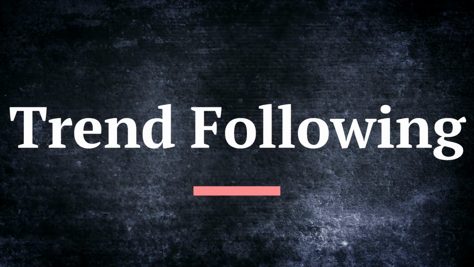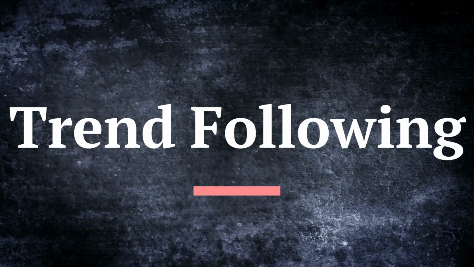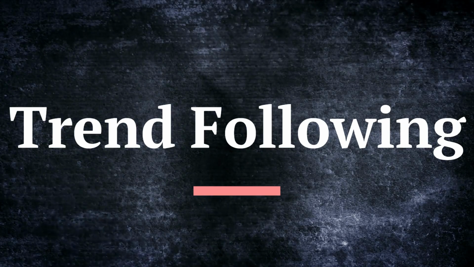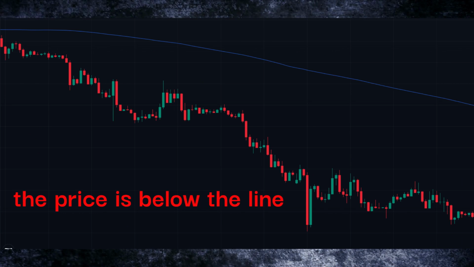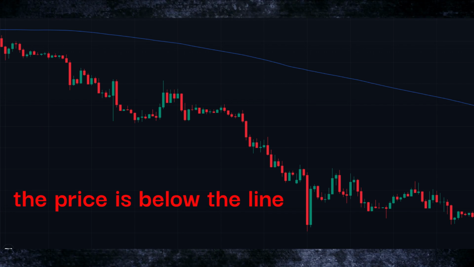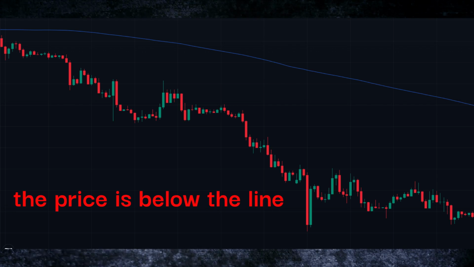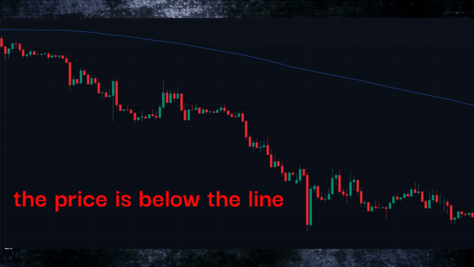Another way to use moving averages is to look for instances where the price of the stock is trading above or below the moving average line. When the price is above the moving average line, this is often seen as a bullish sign, indicating that the stock may be in an uptrend. On the other hand, when the price is below the moving average line, this is often seen as a bearish sign, indicating that the stock may be in a downtrend.